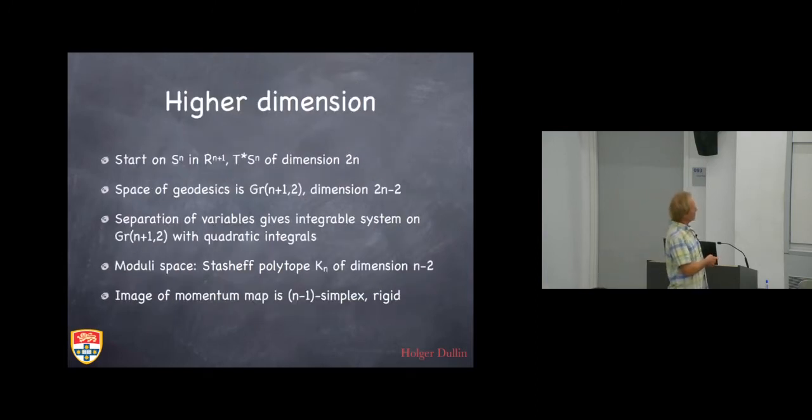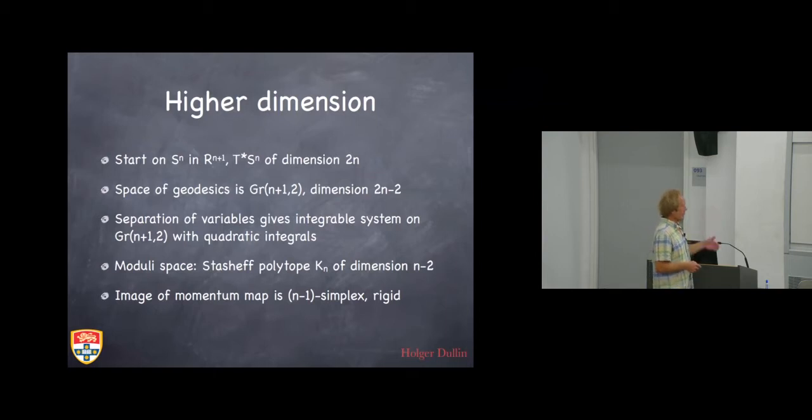Okay, so a few words about higher dimensions. So I guess I'm answering your question again. If you start on S^n, then T*S^n has dimension 2n, and the space of geodesics is this Grassmannian. Again, it's just a higher dimensional Grassmannian, but it's still a 2-Grassmannian.